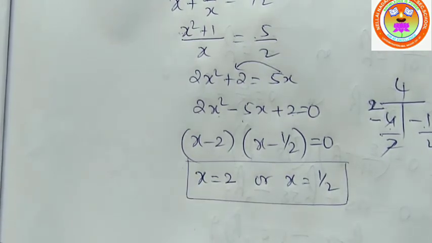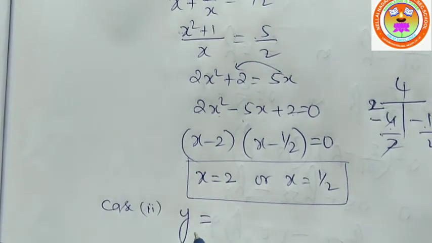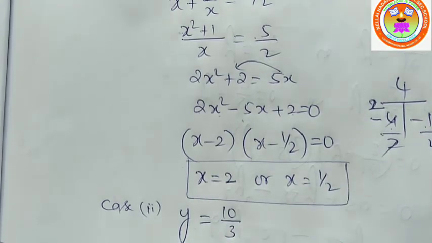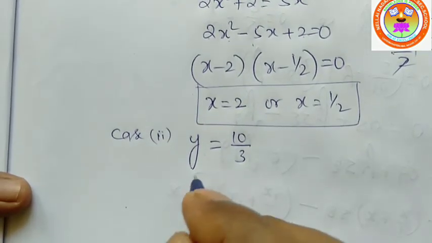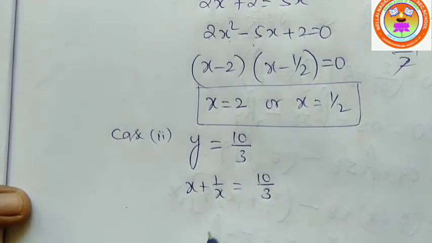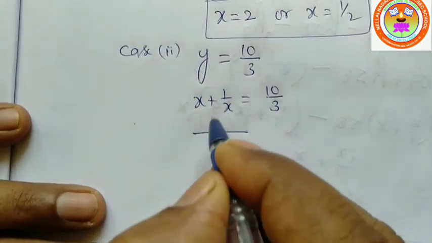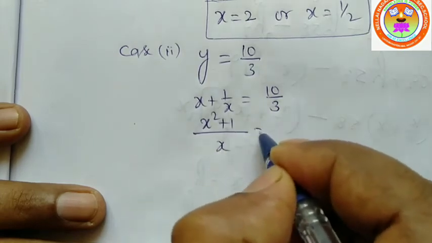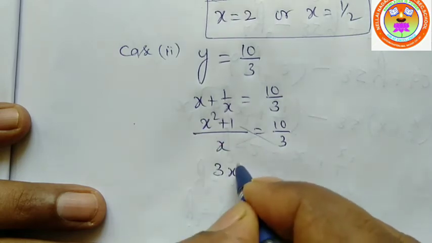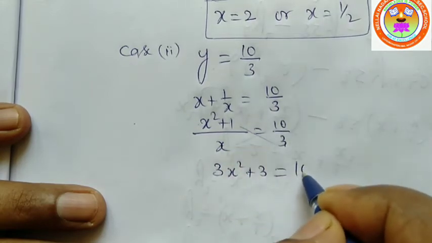If we consider the other case, what is the other case? Case 2. Case 2 is y is equal to 10 by 3. What is our y? Y means x plus 1 by x, which is equal to 10 by 3. Here also we can proceed the same procedure. Take LCM, x, cross multiply, x square plus 1 is equal to 10 by 3. Again cross multiply the two terms. So 3x square plus 3, 3x square plus 3 is equal to 10 into x.